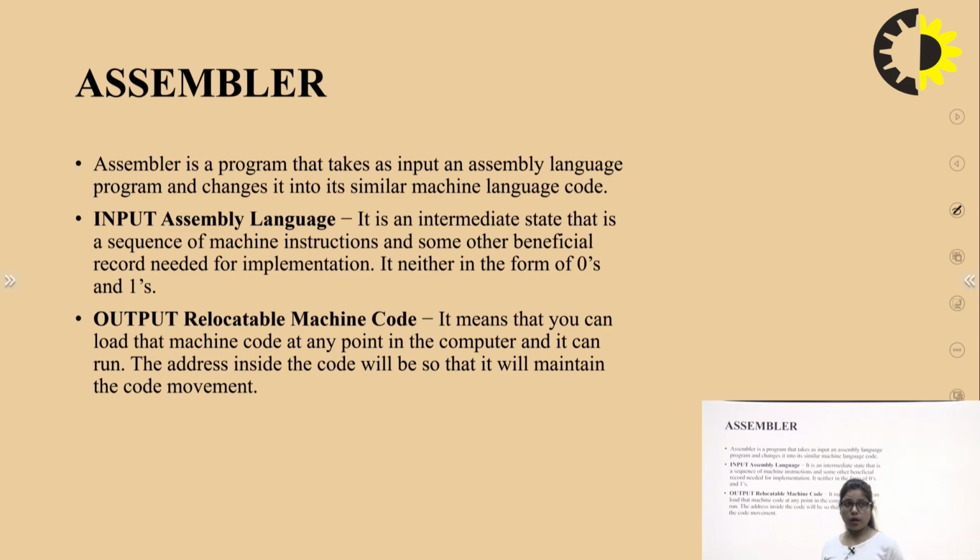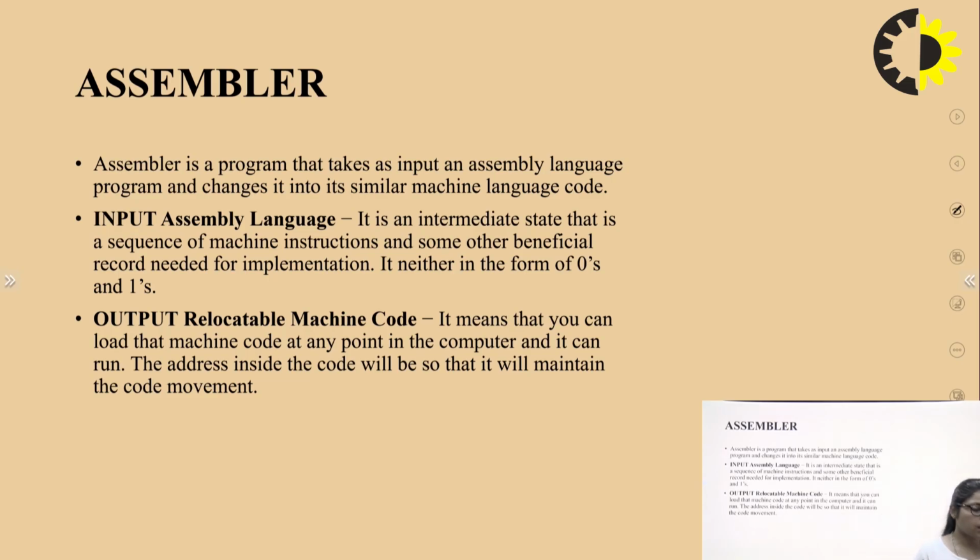An assembler is a program that takes an assembly language program as input and changes it into equivalent machine language code. Now, what is the input assembly language? It is an intermediate state, a sequence of machine instructions and some other beneficial records needed for implementation. It is neither in the form of zeros and ones.